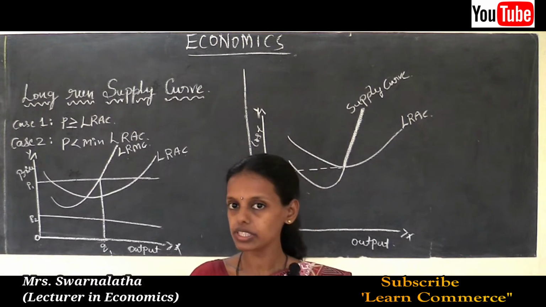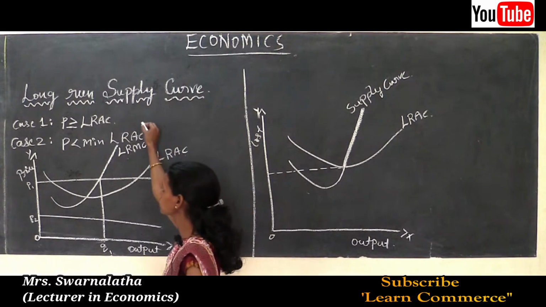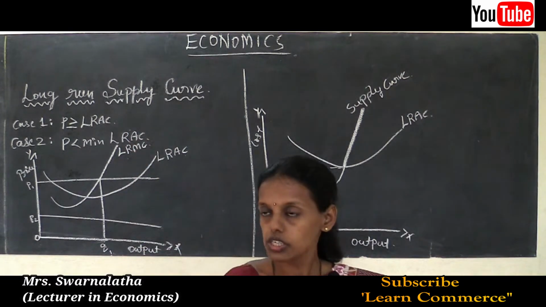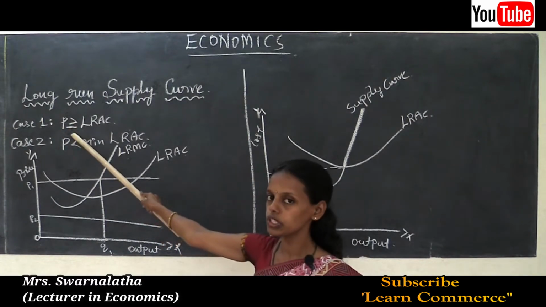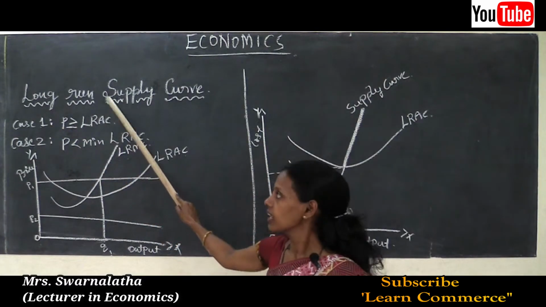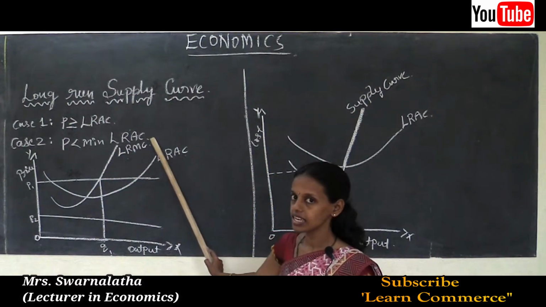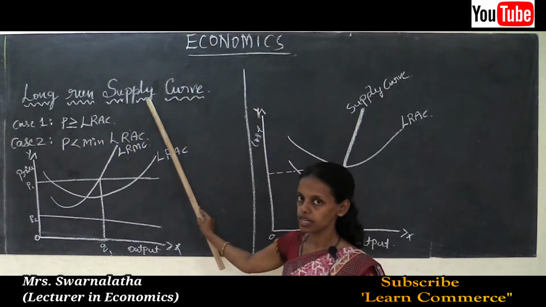So the supply curve in the long run is nothing but LRMC. There are two conditions, case 1 and case 2. In case 1, price must be greater than or equal to LRMC. In case 2, price must be less than minimum LRAC. These are the two cases we are going to study under the long run supply curve.